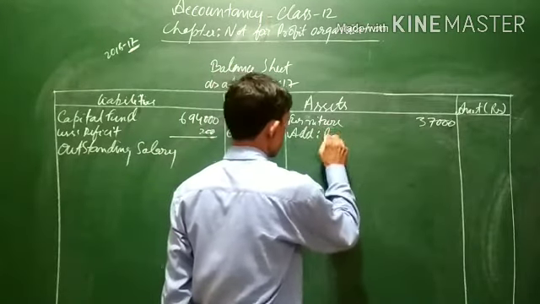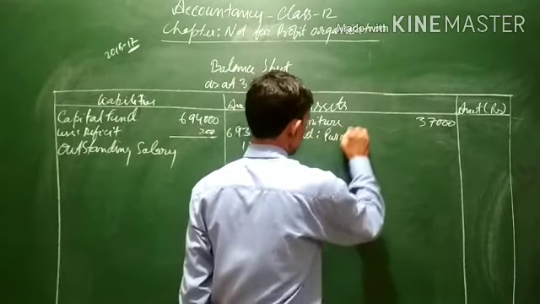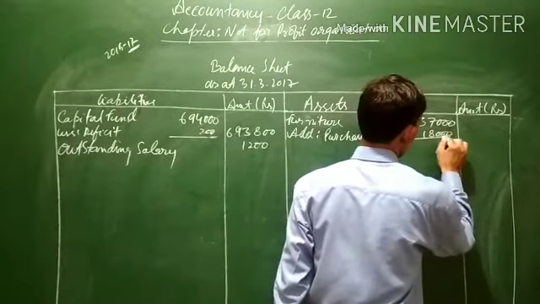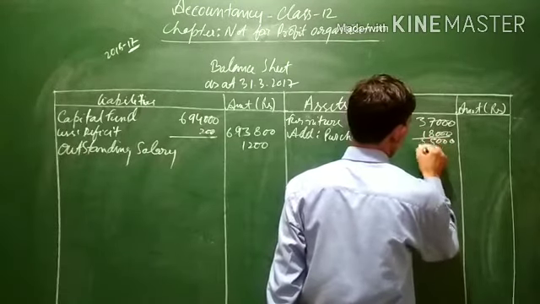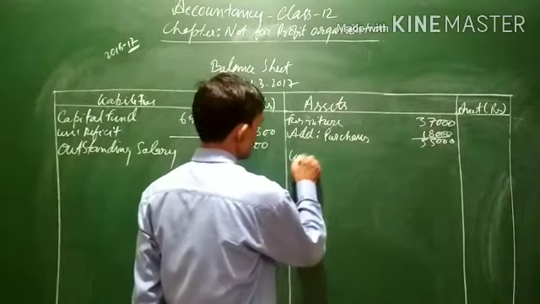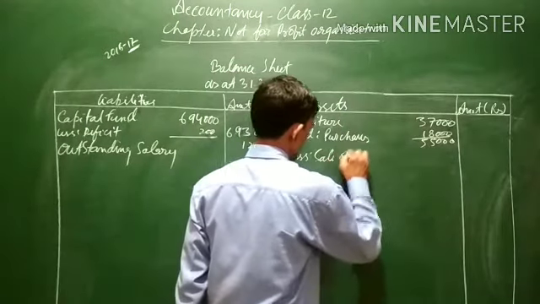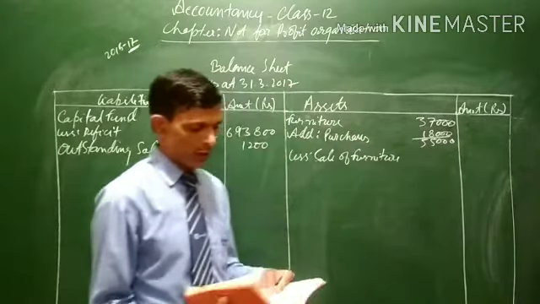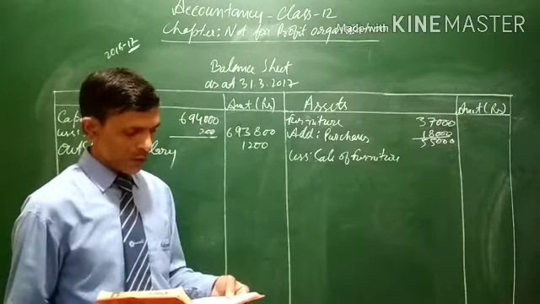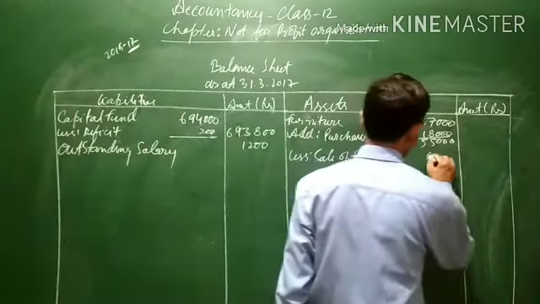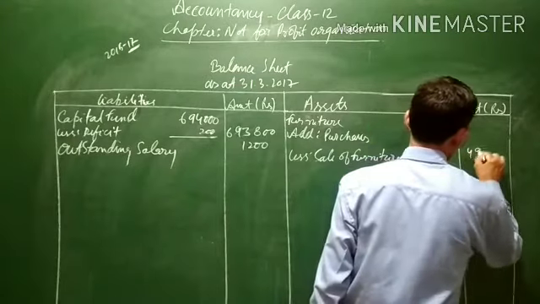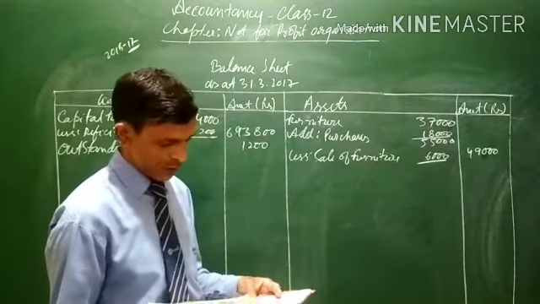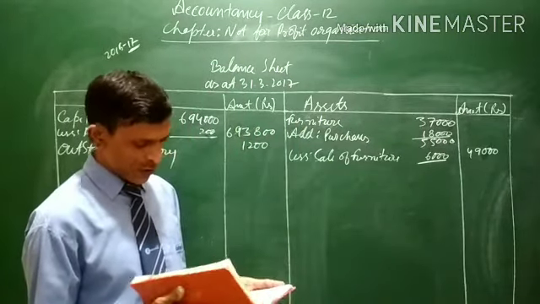Add purchases 18,000. It will come to 55,000, less sale of furniture. It is mentioned in the receipt side of the receipt and payment account. Furniture of rupees 6,000 is sold. So it will be deducted, 6,000. It will come to 49,000. Furniture of rupees 49,000.